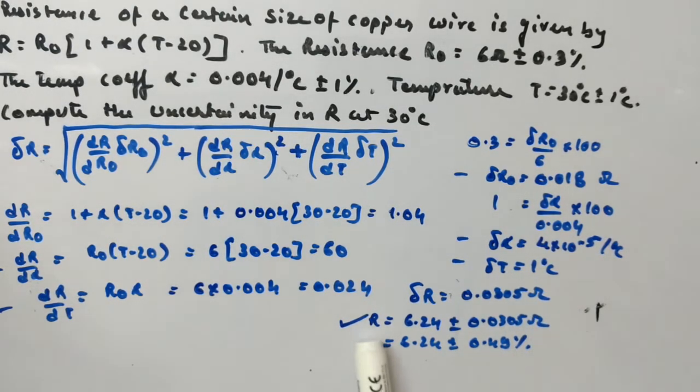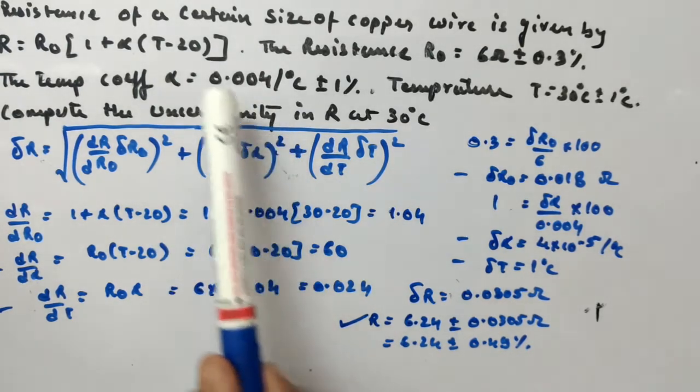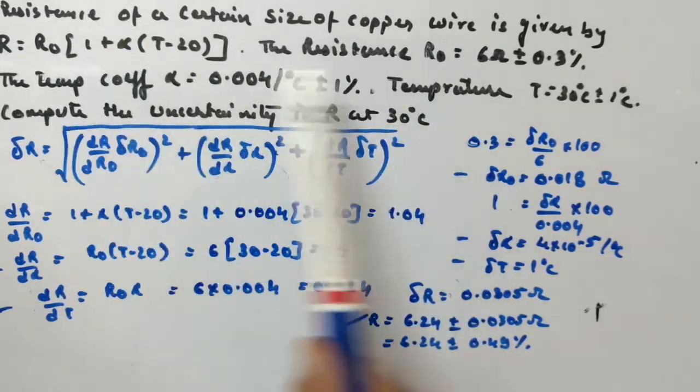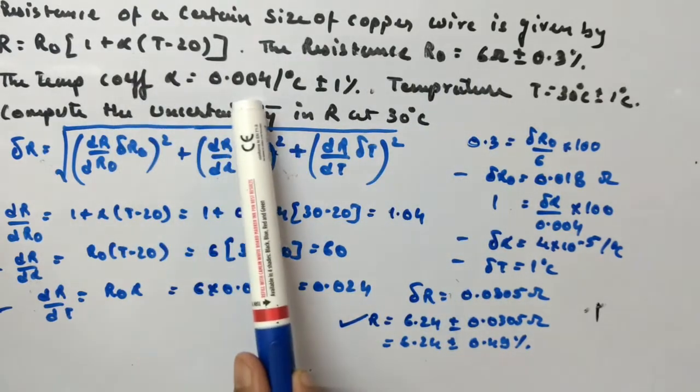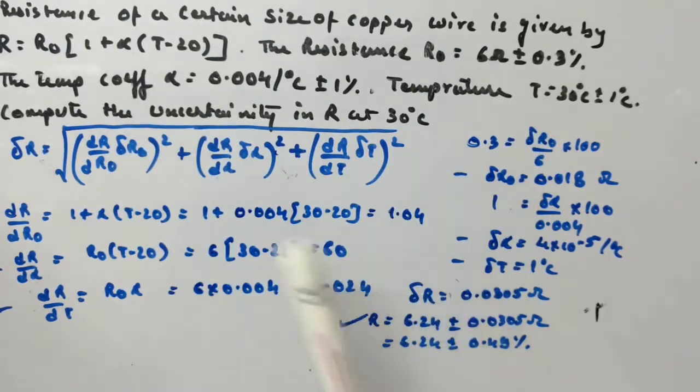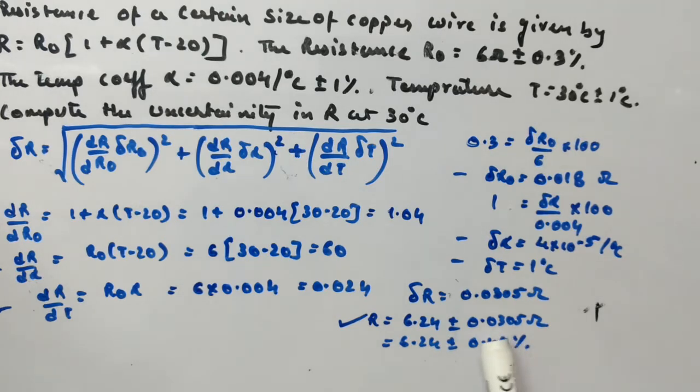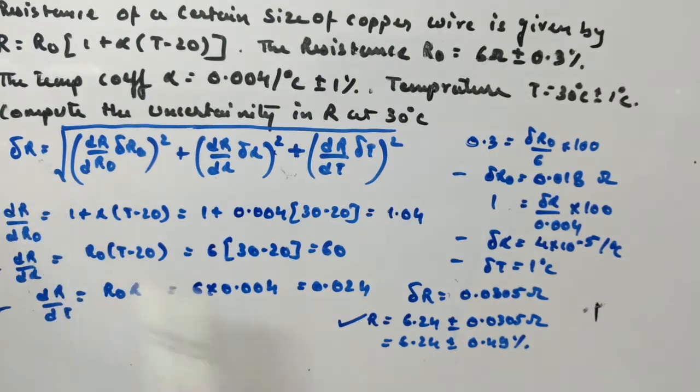Okay, so R can be written as 6.24, which is the nominal value of R. Means if you plug R0 is equal to 6, alpha is equal to 0.004 and T is equal to 30, you will get the true value of R, that is 6.24 ohm plus minus 0.0305 ohm. If you calculate in percentage, what you will get is 6.24 plus minus 0.49%, means 0.0305 divided by 6.24 into 100, that is 0.49%. Okay, so this will be your answer. Uncertainty is del R, that is 0.0305 or 0.49%.